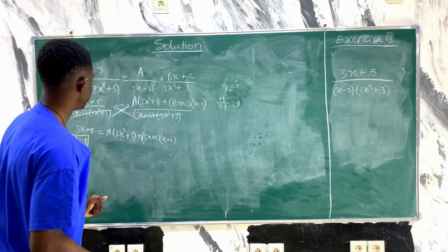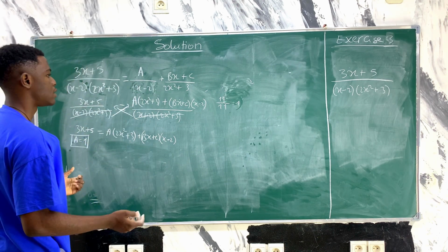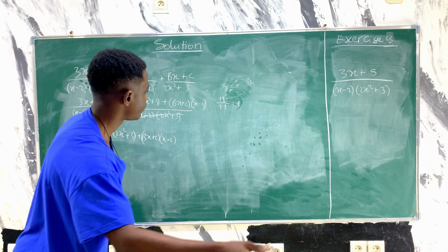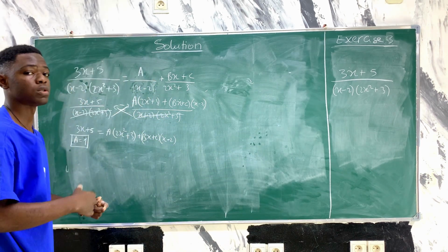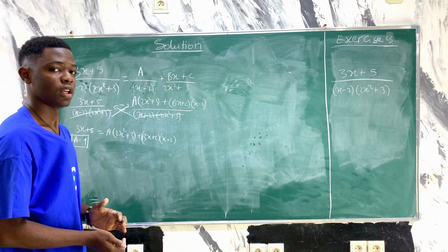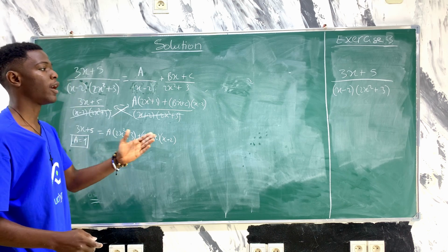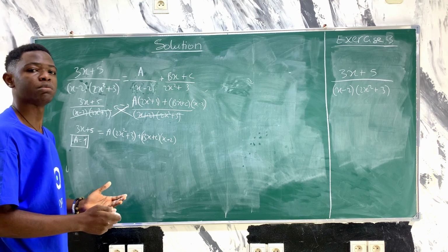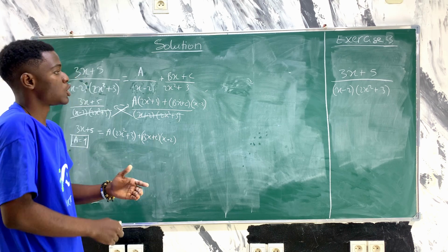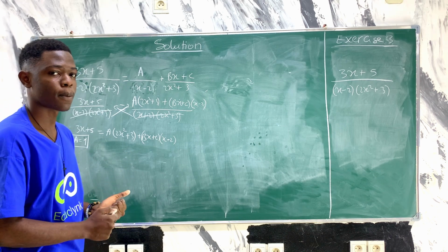So to find b and c, I will let values of x. I choose to let values because I like it. If you want to expand and compare, you can also do it. It will not be that much different from it. It will not even be longer. You can still do it, but I just like letting values, so I just do it.